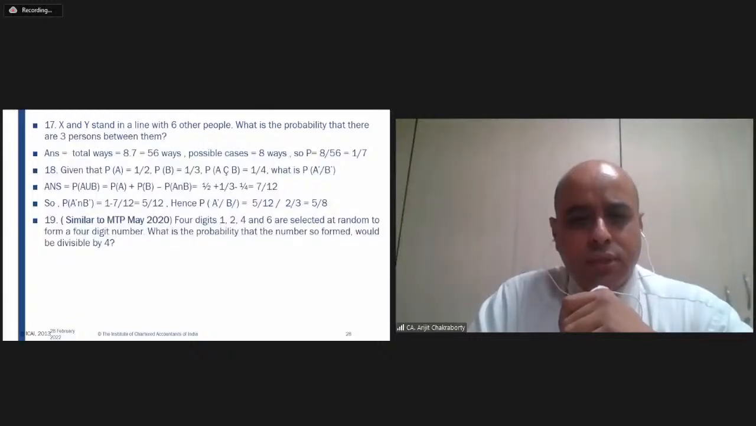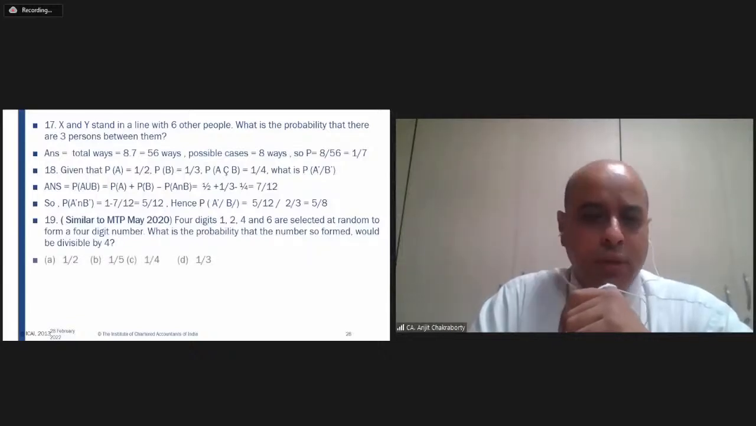4 digits, this is from MTP. Very similar to the MTP problem. 4 digits, 1, 2, 4 and 6 are selected at random to form a 4-digit number. What is the probability that the number so formed would be divisible by 4?